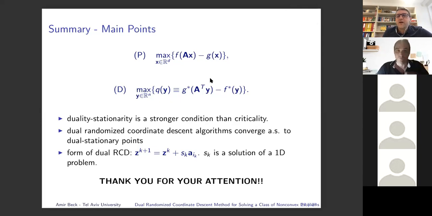Then I will ask two questions, Amir. I mean, you assume for the problem P that the convex part is strongly convex, but probably you don't need this, since you can assume convexity of both parts and then make it strongly convex by adding and subtracting the same quadratic term, let's say.